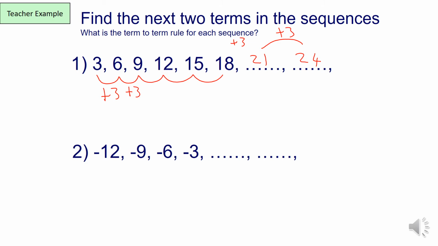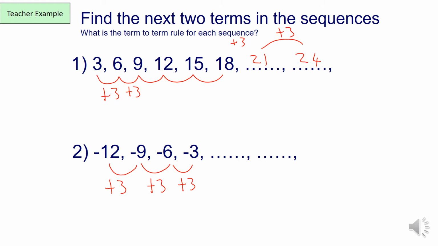Now if we look at question 2, it's exactly the same thing except it involves negative numbers. So we need to look at it and say, from minus 12, what do I do to get to minus 9? Now most of you will think that we are subtracting 3, but if you look at a number line carefully, hopefully you'll realise you're not actually subtracting 3, but you are adding 3. So to get from minus 12 to minus 9, we are adding 3, minus 9 to minus 6, we are adding 3, and likewise minus 6 to minus 3, again we are plusing 3.